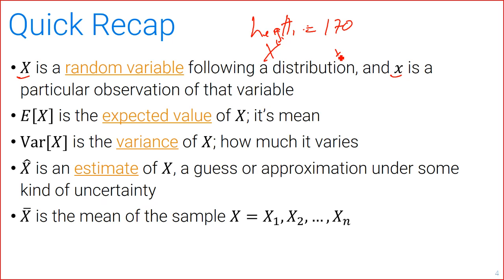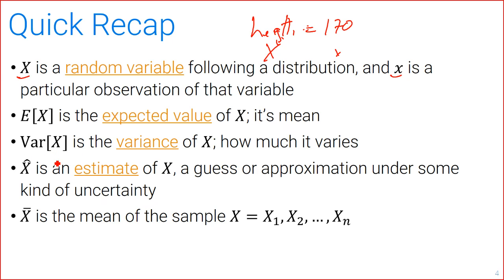There's something called the expected value, expectation of a random variable, which is essentially the mean. So what is the expected value in the population? That is, what is the mean in the population of that one random variable? So what is, for example, the mean height in the Netherlands? We also have the concept of variance. So how much does it vary?